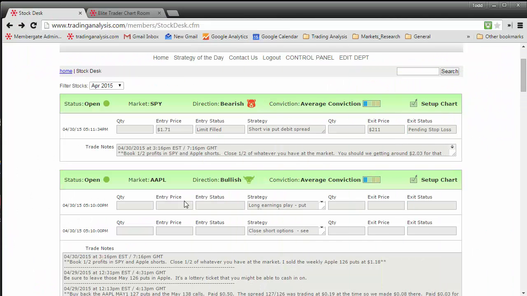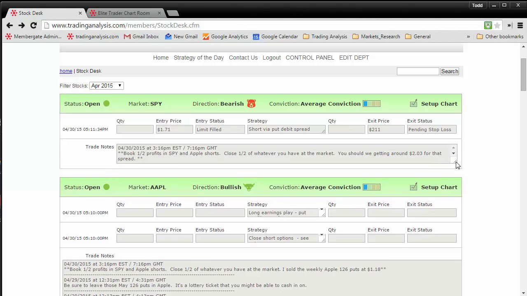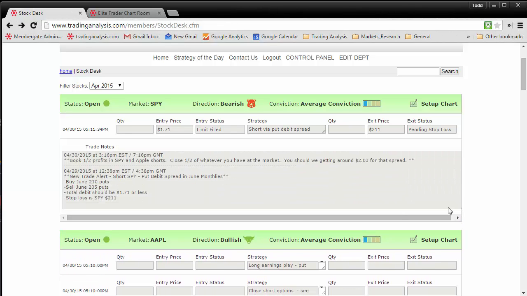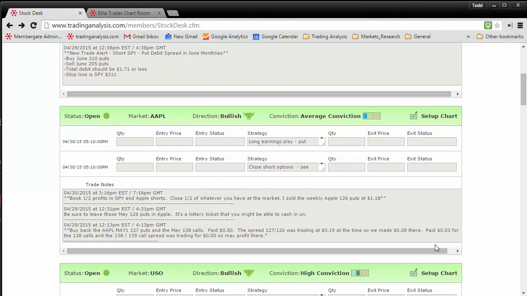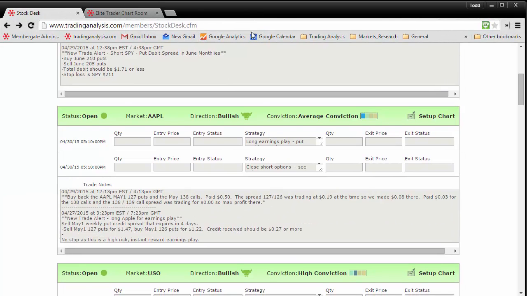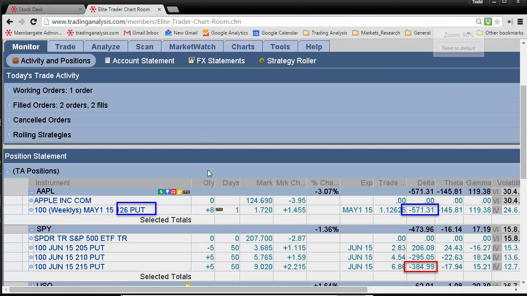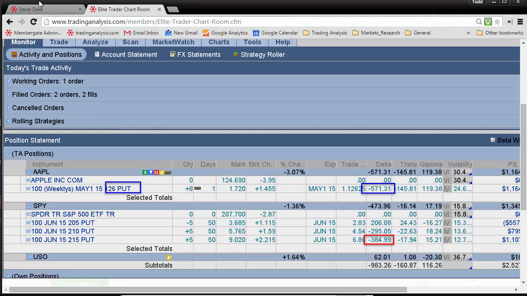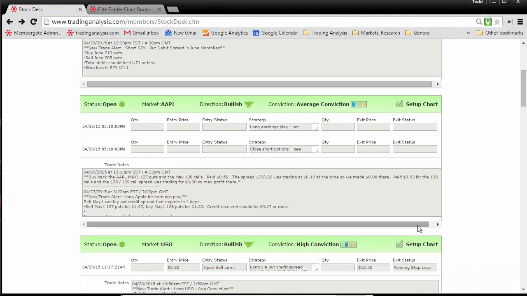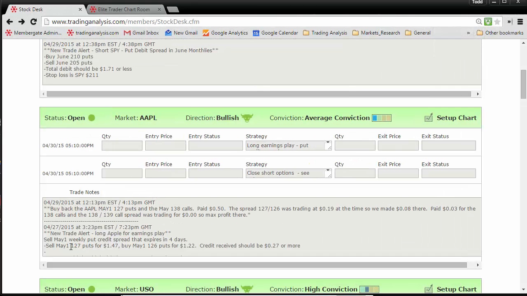Okay, so what we have working is we are in an SPY put spread. We did a 210, 205 put spread. I'll show you that position on the platform. And also in Apple, we did an earnings trade. Right, so let me just show you that. Okay, so here's what I sent out to customers, and basically what we did is in Apple we did an earnings trade. So here on the 27th we sold a 127 put, bought the 126, did a put credit spread, got about 27 cents.